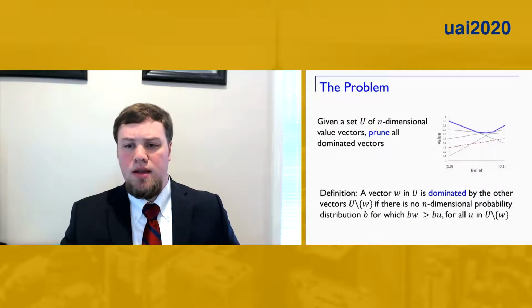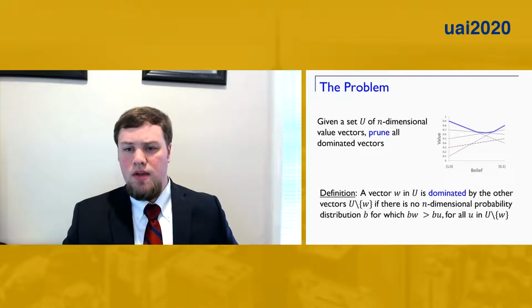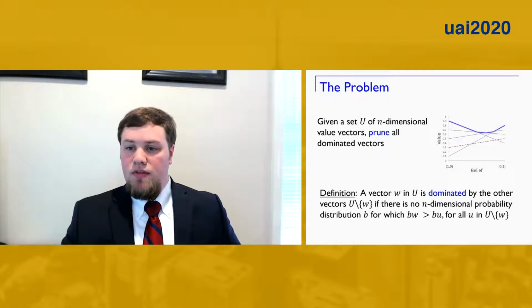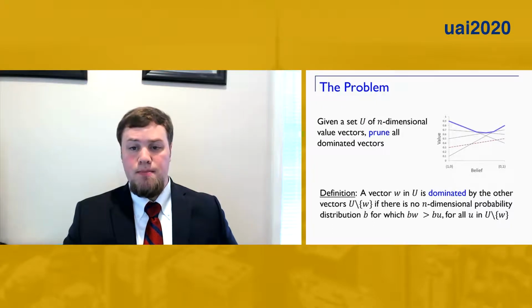Before we discuss anything else, let's define the problem. Given a set U of n-dimensional value vectors, prune all dominated vectors. So what is a dominated vector? Well, a vector W in vector set U is dominated by the other vectors in U if there is no n-dimensional probability distribution B for which the value of W at B is greater than the value of any other vector in U at B.